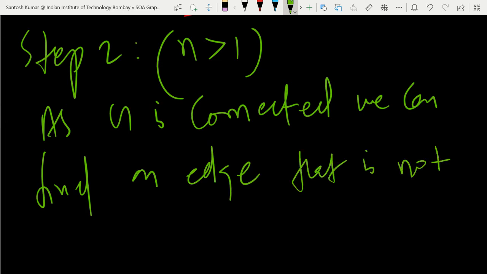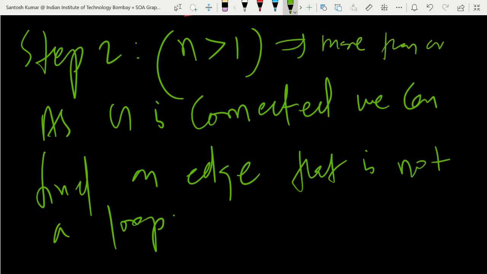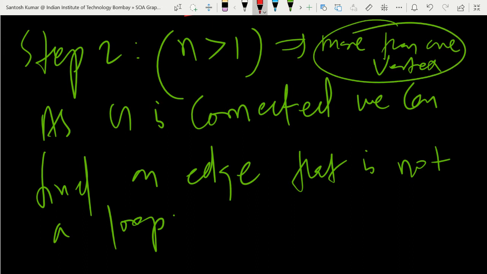Why am I saying that? Because it has more than one vertex, since we have already checked the one vertex case. So n more than 1 means it has more than one vertex, either 2, 3, 4 vertices, and so on. So at least you must get one edge between them. If at minimum you have 2 vertices, in that case you will find one edge that is not a loop, because the graph is connected.